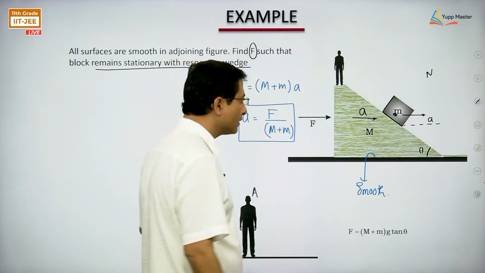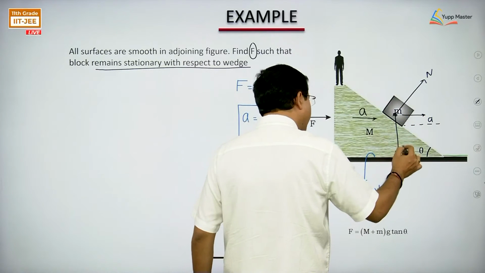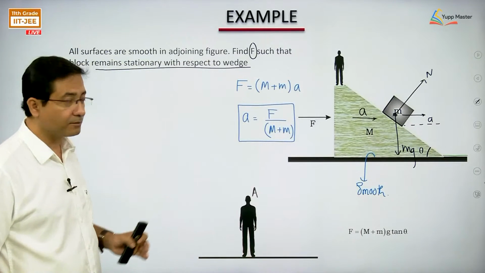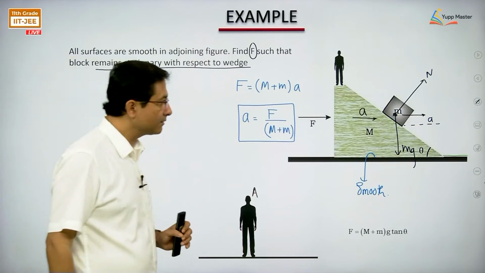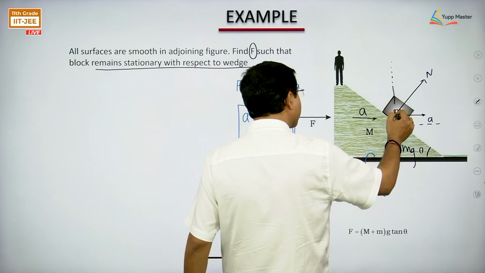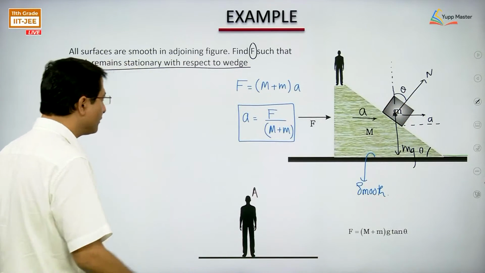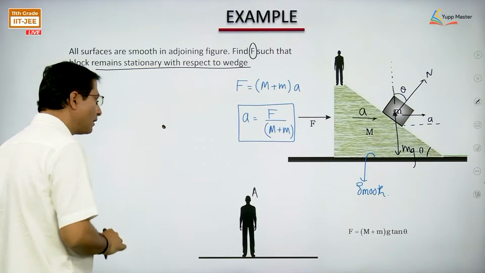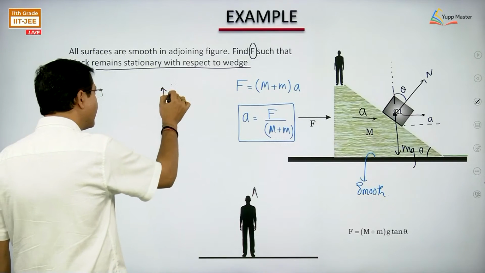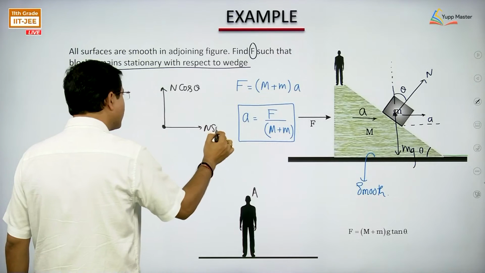On the block, perpendicular to the surface normal reaction and downward mg. So these are the two forces observed by the person standing on the ground, right? If this angle is theta, with vertical this angle will be theta. So if I draw the free body diagram of m after resolving components in x direction and y direction, I can see here N cos theta in the upward direction and N sin theta in the horizontal direction.